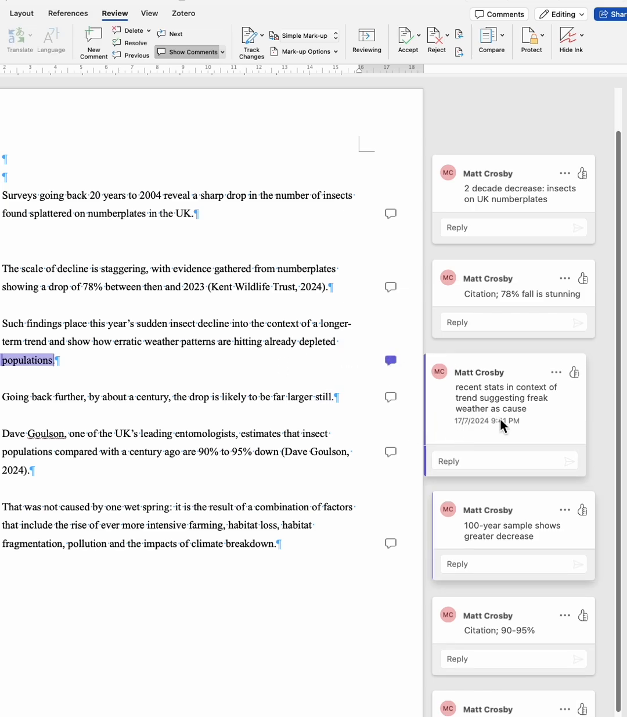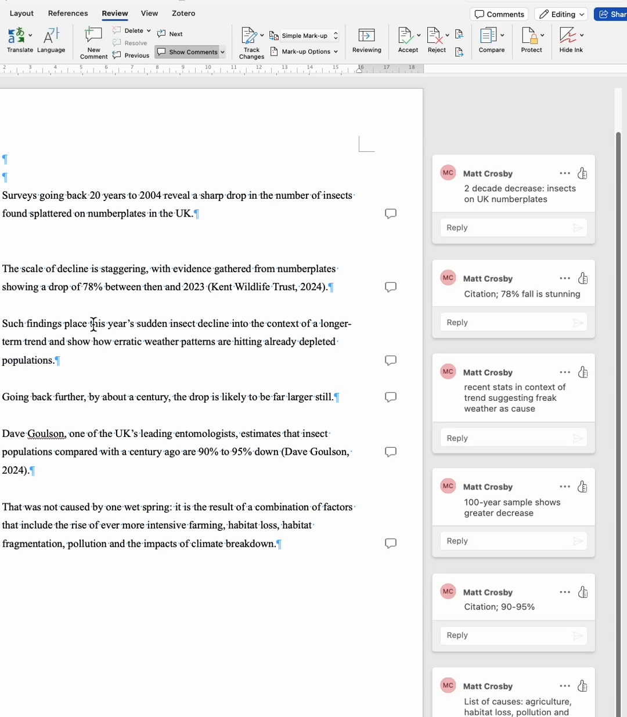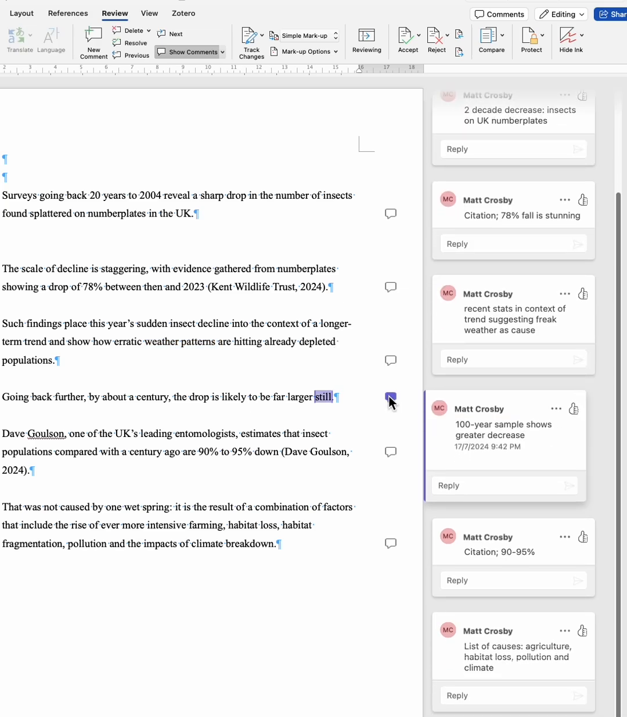Okay, so for this one I've said recent stats in context of trend suggesting freak weather as cause. So this year's sudden insect decline is what I'm calling recent stats, in the context, that is, they're placed within the bigger picture of the trend. And then I'm also saying that weather patterns are seen as a cause here. Going back further by about a century, the drop is likely to be far bigger still. 100-year sample shows greater decrease.